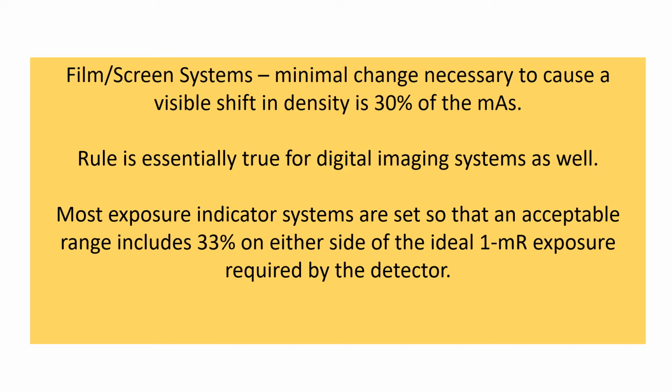Most exposure indicator systems are set so that an acceptable range includes 33% on either side of the ideal 1 milliroentgen exposure required by the detector. What that means is that if our detector can receive 1 milliroentgen worth of exposure, it has enough information to take that radiation, take those components that make up the image as far as the detector is concerned, that radiation hitting the different parts of it, and formulate an image.